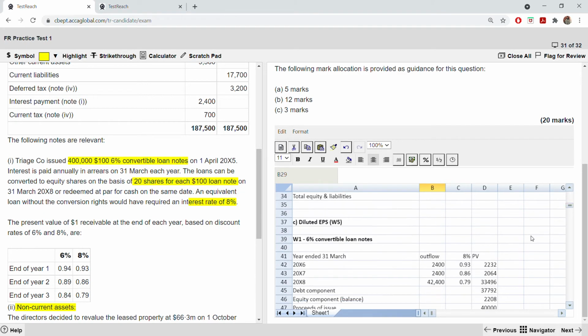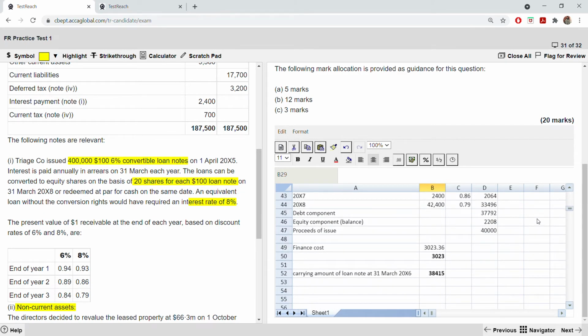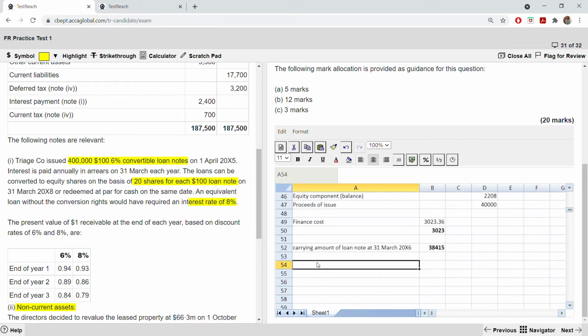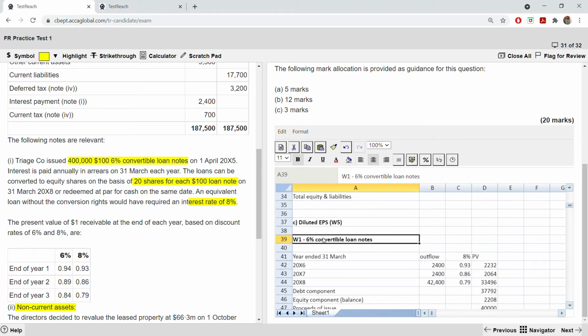So next, that is done. Working 1 is perfectly done. Now let us go to working 2, which is non-current asset. Make sure that you write the name of that working, and I'm going to bold this out the same way I did for working 1, because I told you, be consistent.